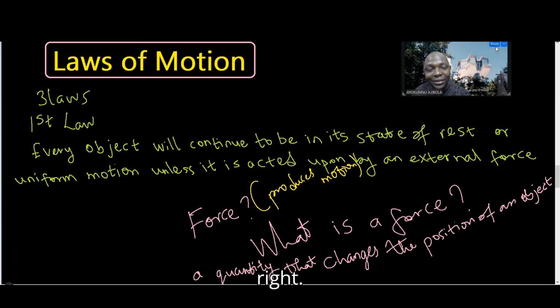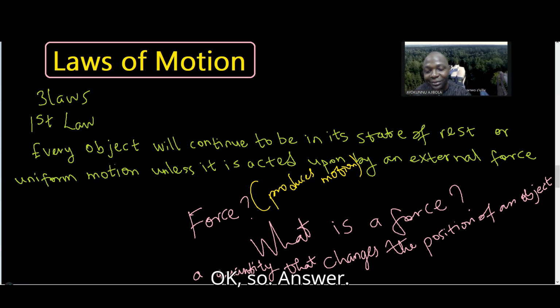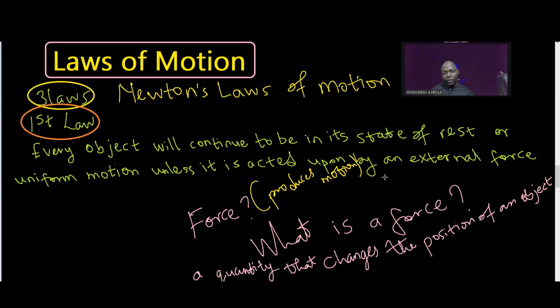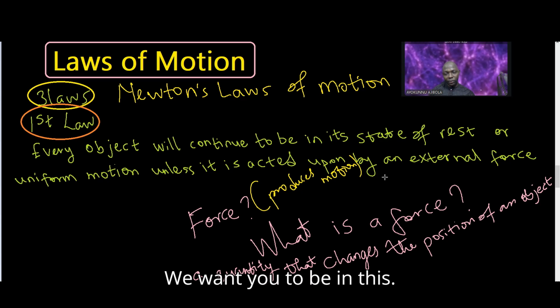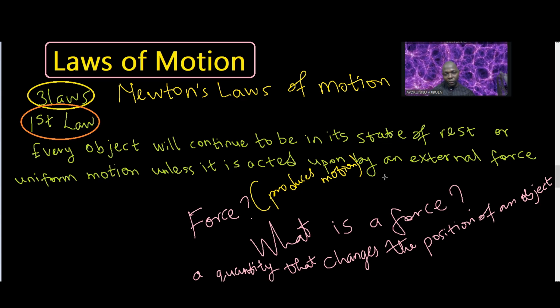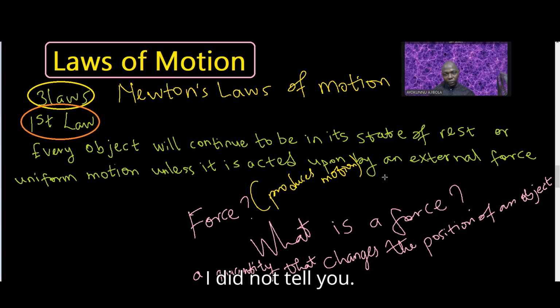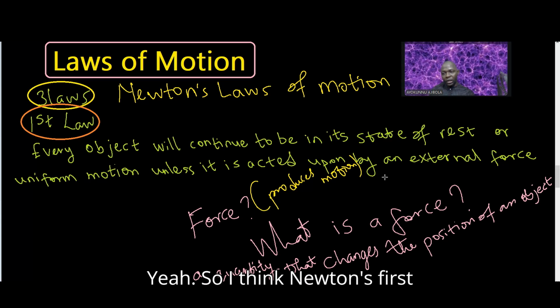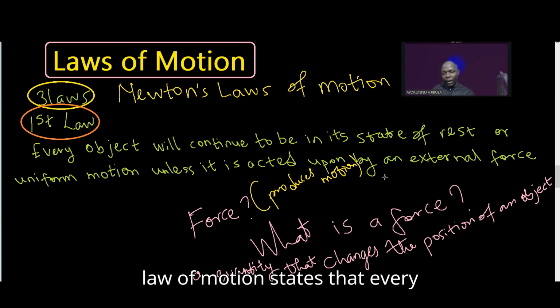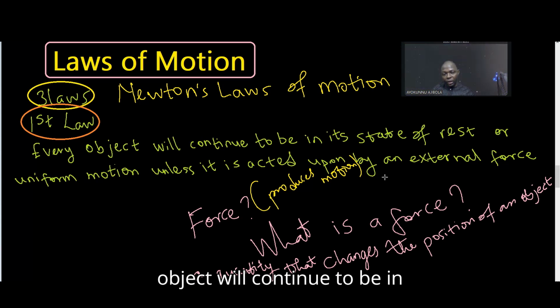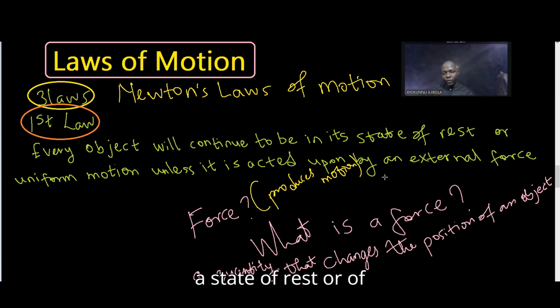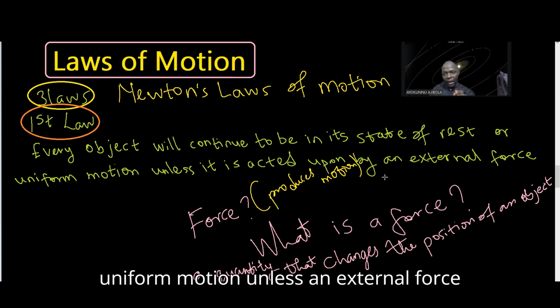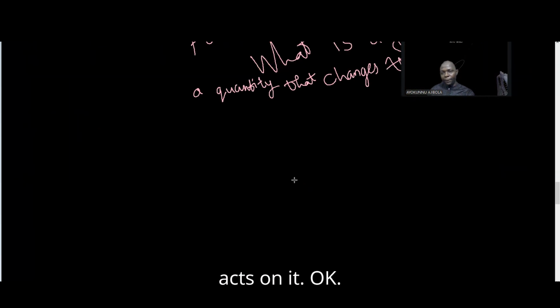Okay, you've written it, right? Objects will continue to be in the state of rest or uniform motion unless acted on by an external force. So Isaac Newton's first law of motion states that every object will continue to be in a state of rest or of uniform motion unless an external force acts on it. Now to the second law of motion.